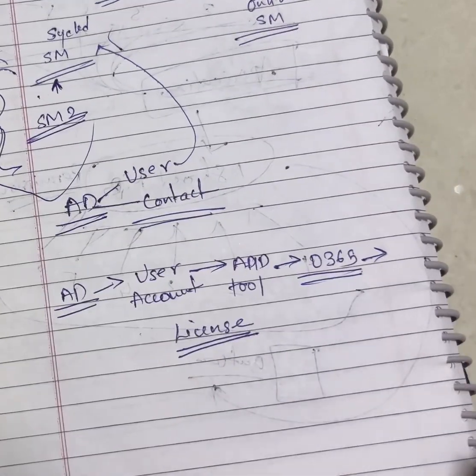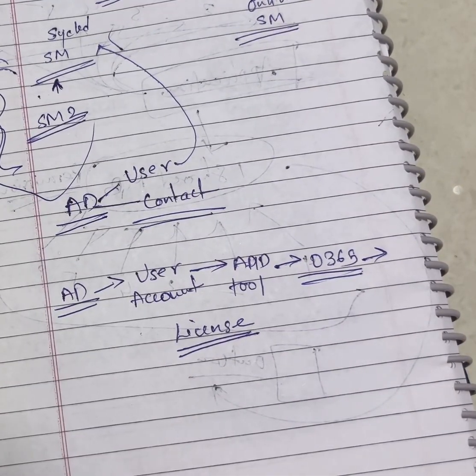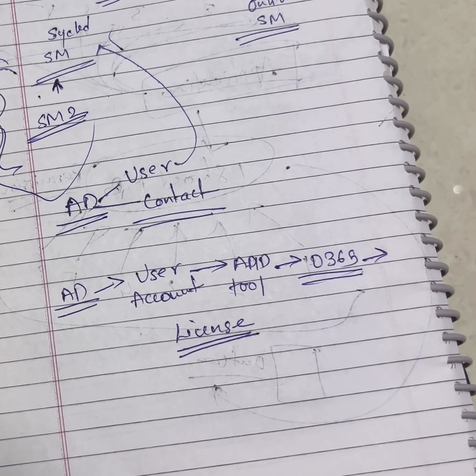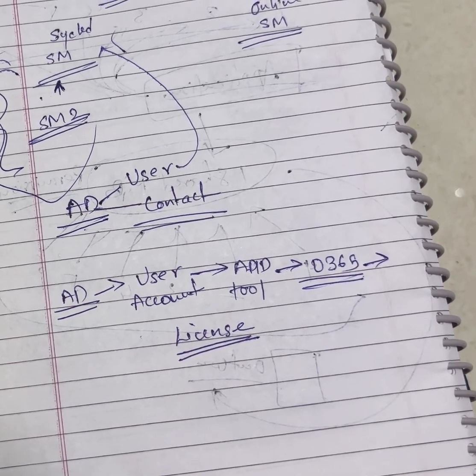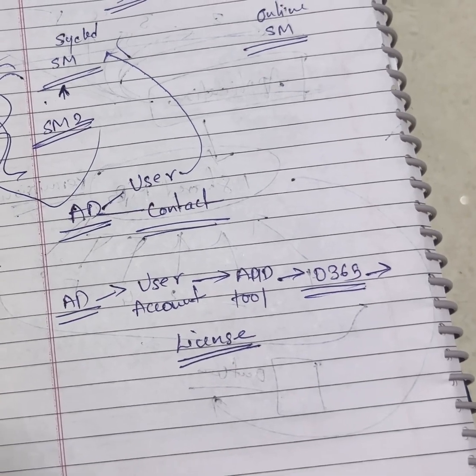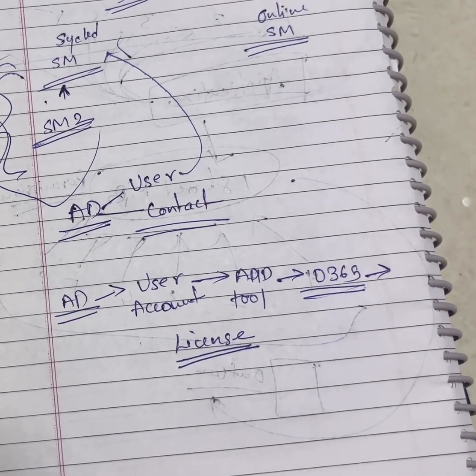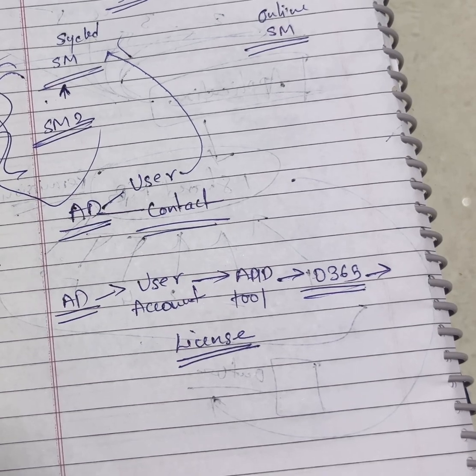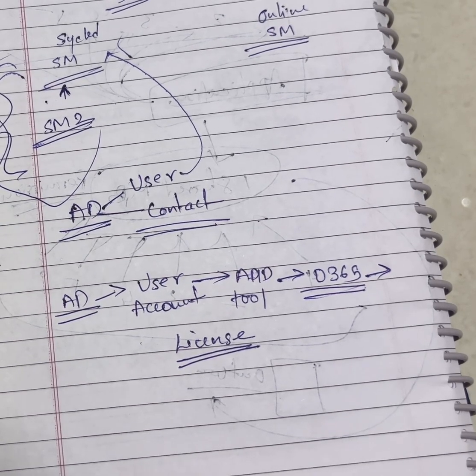Okay, why? Because this is an Office 365 feature, right? Office 365 is giving 50 GB of storage, not AD. AD's work is to just create an account, create your identity. Who will differentiate whether it's a user mailbox or a shared mailbox? That is a differentiator of Exchange, either Exchange on premise or Exchange online.